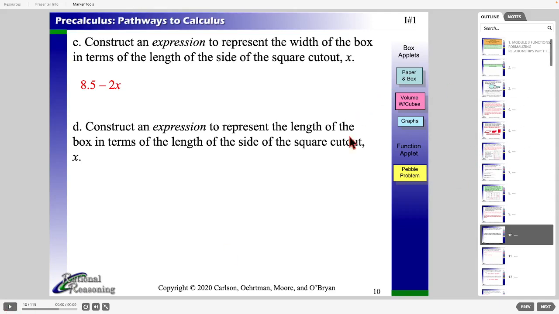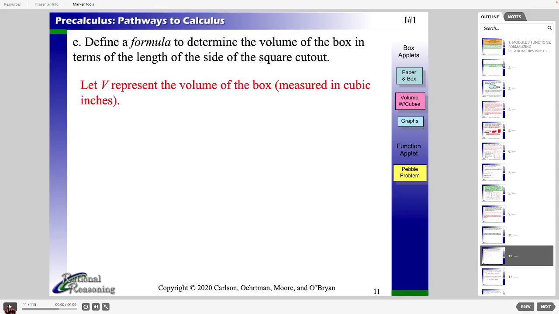And again, these PowerPoints do go ahead and kind of slowly get you through. So 8.5, we're going to subtract whatever the cut is, we're going to subtract 2 of those. So that will give us the width of the box. The length of the box will be 11 minus 2 times the cut, so minus 2x. That gives us our length. And then what's our height? Our height is going to be x, the amount of the cut. And so we multiply those 3 things together and we will get the formula for the volume, right? Length times width times height. So in this case, 8.5 minus 2x times 11 minus 2x times x.